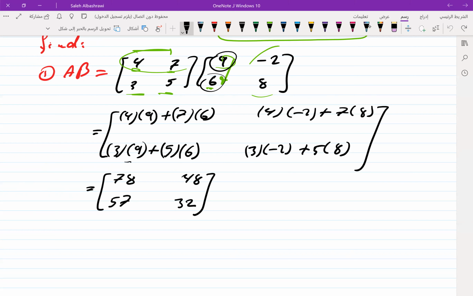Row multiplied by columns. Now let's find B times A. Check, let's find B times A.